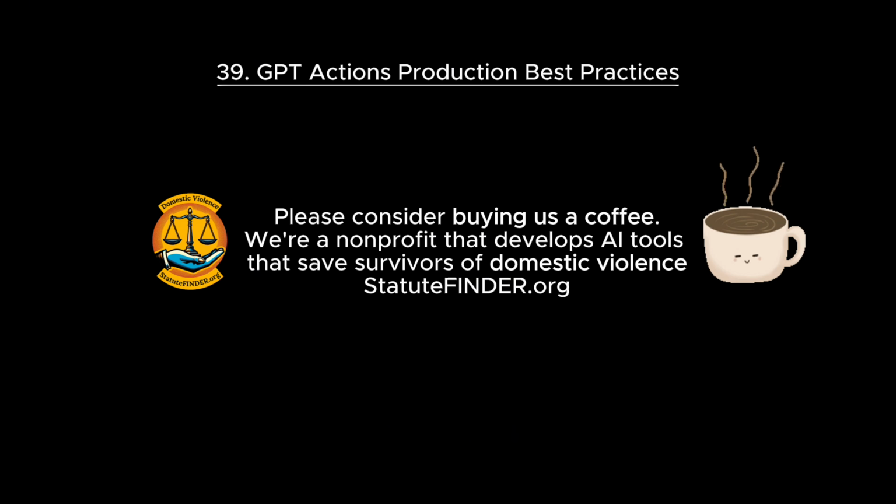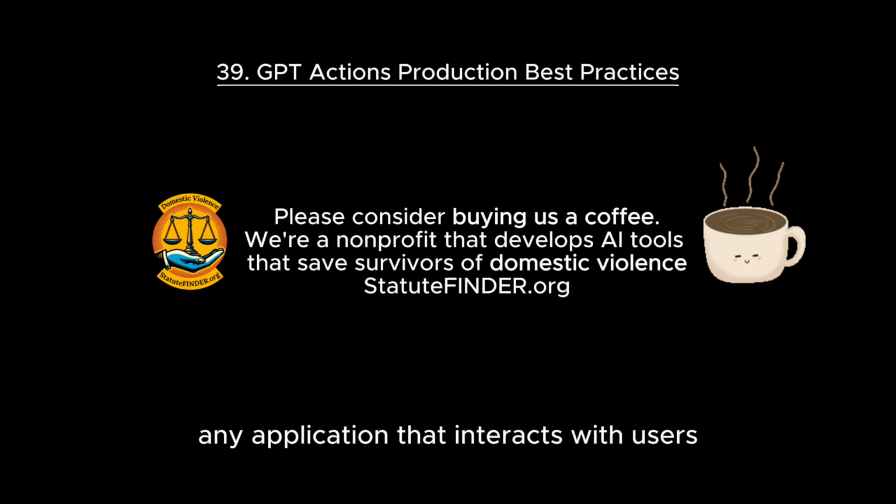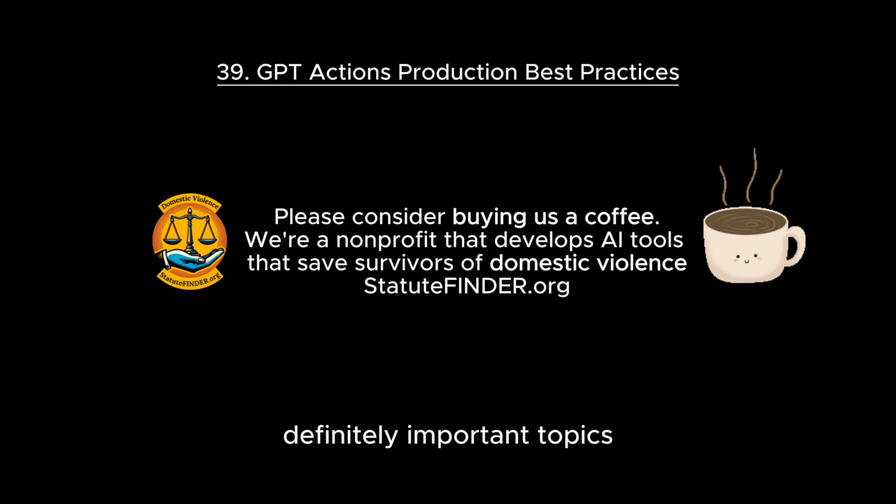So what's next? We've covered a lot of ground in this first part, but I'm eager to dive in even deeper. So next, let's talk about something that's absolutely critical when you're building any application that interacts with users: data usage and responsible AI development. Okay. Data privacy, security, definitely important topics. What should we be thinking about in the context of GPT actions?